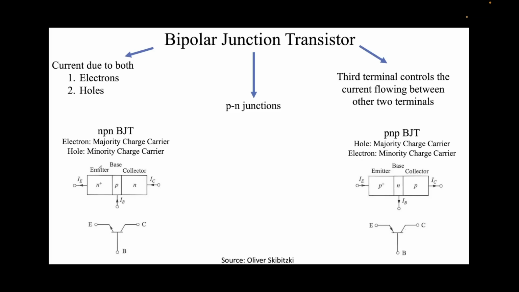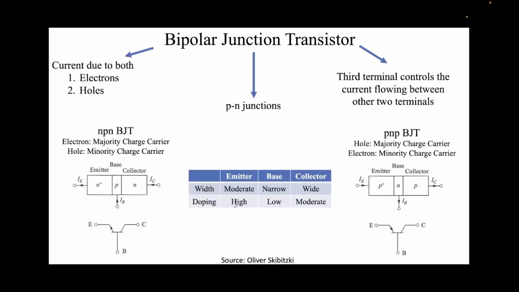So you have an emitter, you have a base, you have a collector. Emitter is N plus type, base is P type, collector is N type. Okay, now what does this N plus denote? This denotes that the emitter is heavily doped. The doping in the emitter is high. Why is it high? Because it has to provide a lot of electrons.